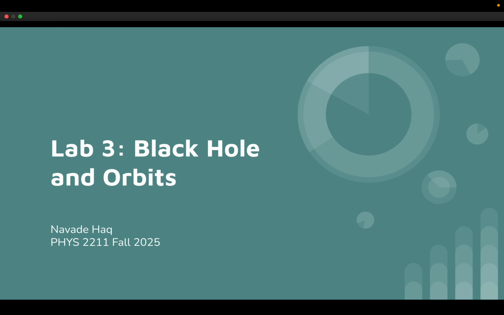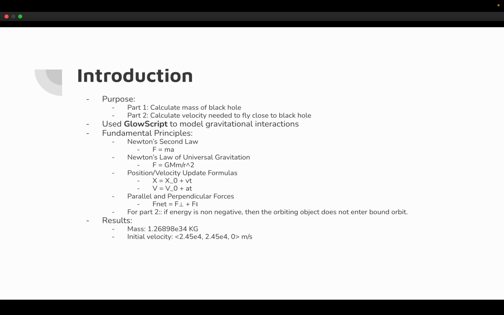Hey Hawk, this is my Lab 3 Black Hole in Orbits for Physics 2211, Fall 2025. The goal of this lab has two parts. In part 1, we calculate the mass of a black hole using a star's motion. And in part 2, the goal is to calculate a velocity that lets the spaceship fly close to the black hole without entering a bound orbit.